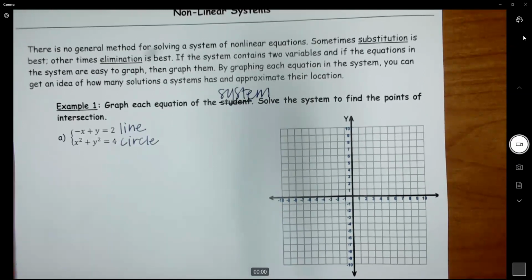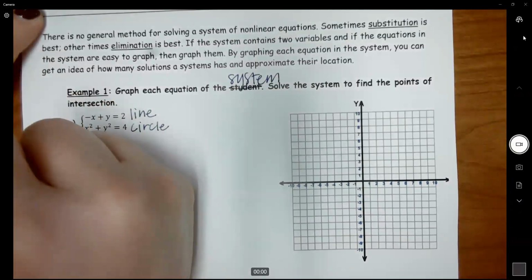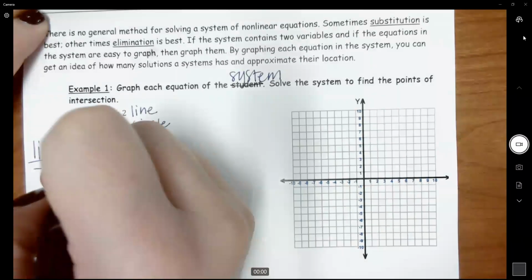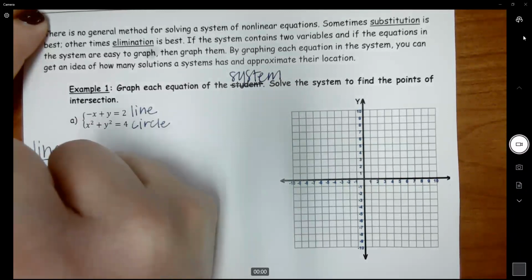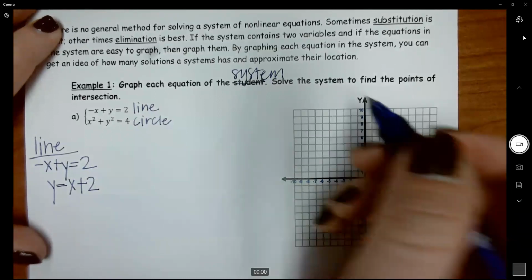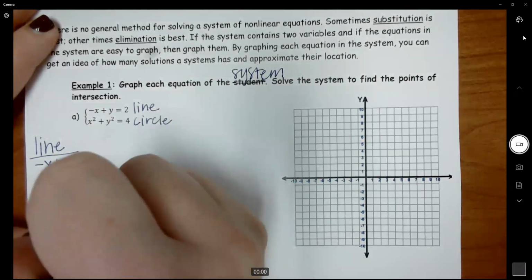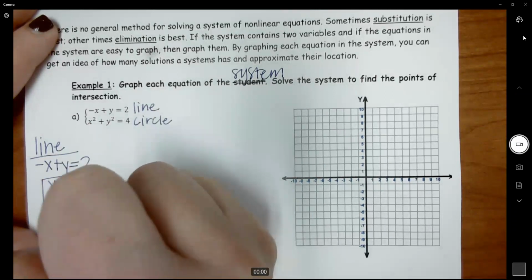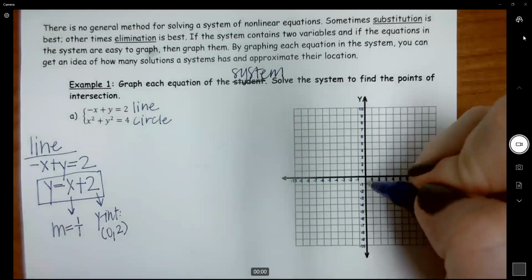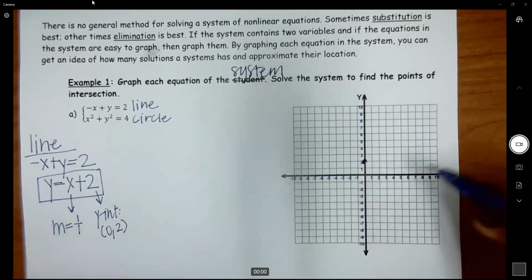So first we have a line. Negative x plus y equals 2. Let's put this in y equals mx plus b form. So I'm going to add my x over, and I have y equals x plus 2. So going from here, I know my slope is 1 or 1 over 1, and I know my y-intercept is at 0, 2. So let's graph. We've got 0, 2, and then my slope of 1 over 1. I'm going to go the entire graph here.